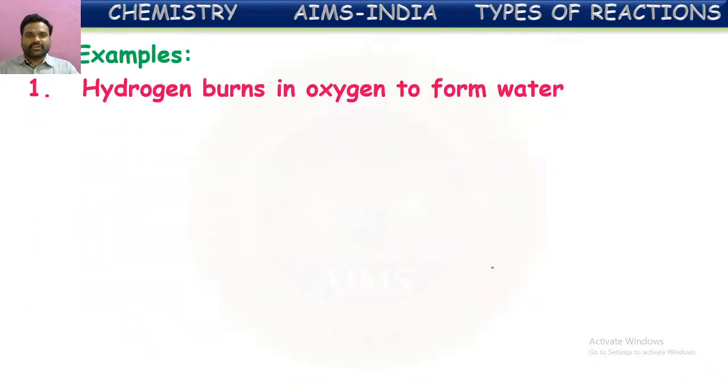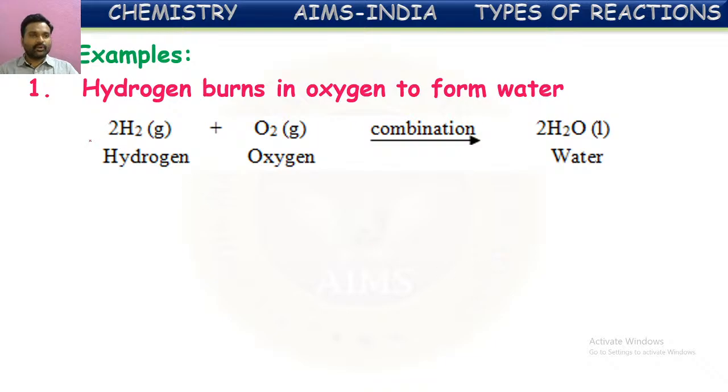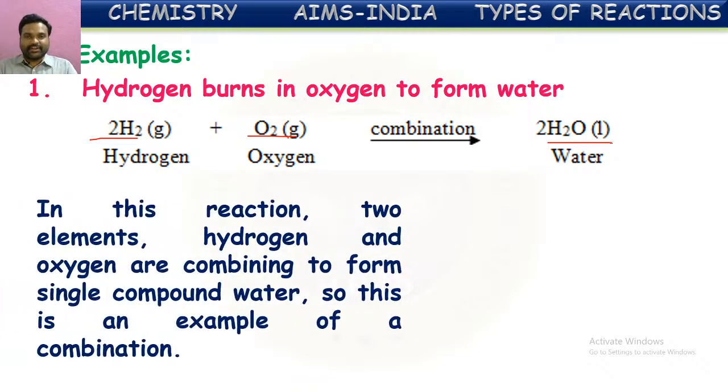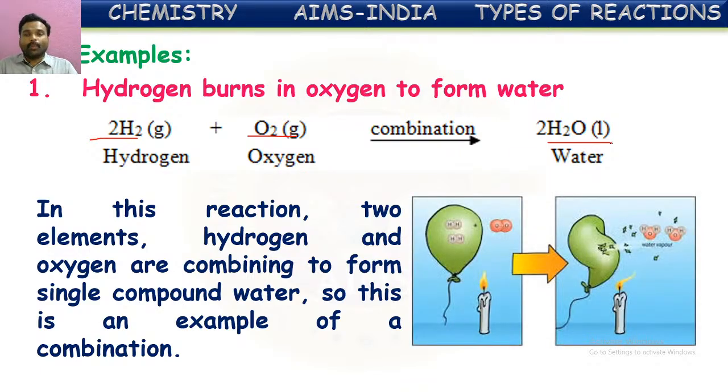Hydrogen burns in oxygen to form water. So what is happening here? Hydrogen is burning in the presence of oxygen to form water. Oxygen and hydrogen are the chemicals participating in the reaction, and water is formed. So two substances combine to form water. It is a combination reaction. In this reaction, two elements, hydrogen and oxygen, combined to form a single compound, water. So this is an example of a combination reaction.